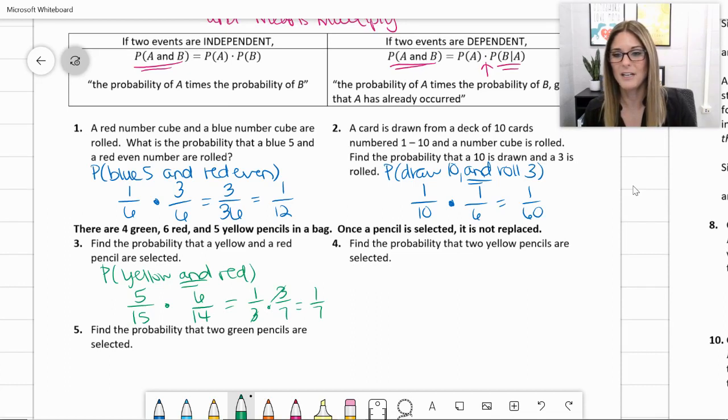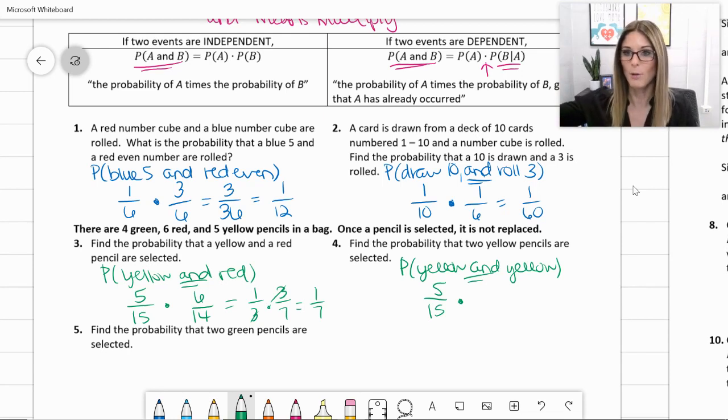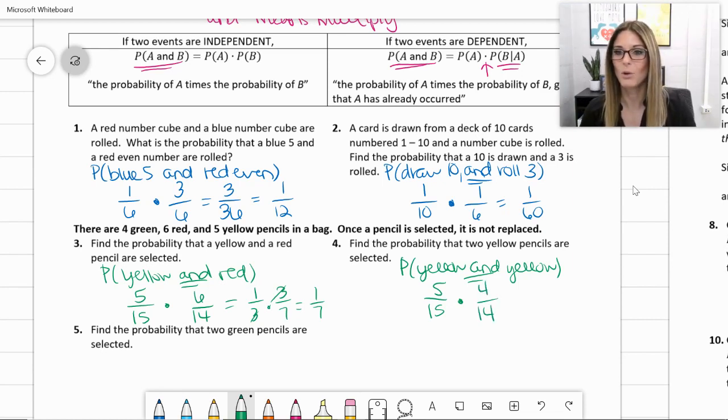Number 4, find the probability of 2 yellow pencils. So a yellow and another yellow. I want both of those to occur. Yellow, there was 5 out of the 15, and "and" means I need to multiply my probabilities together. Now I took out a yellow, I'm holding it. I'm not putting it back in there because I need 2 pencils. So now there are 4 yellows out of 14 total.